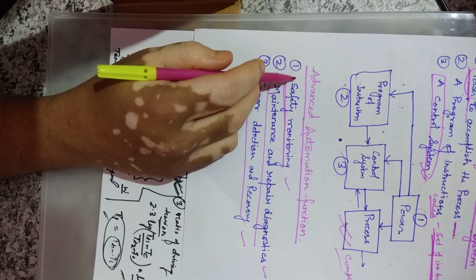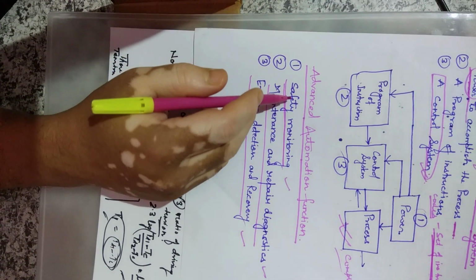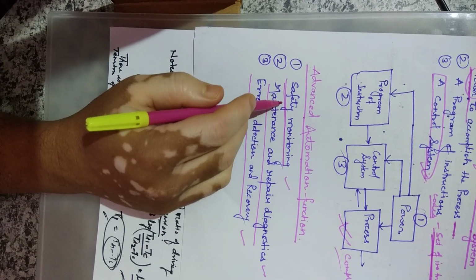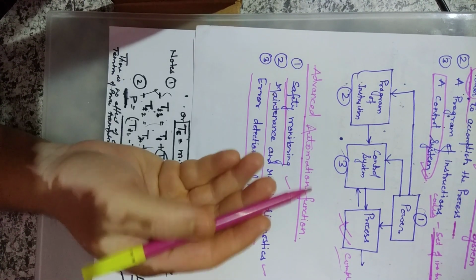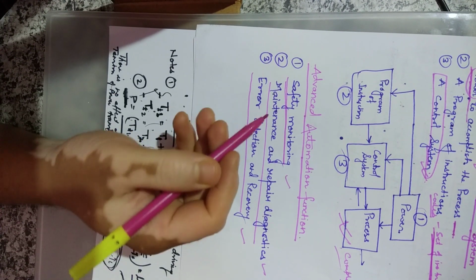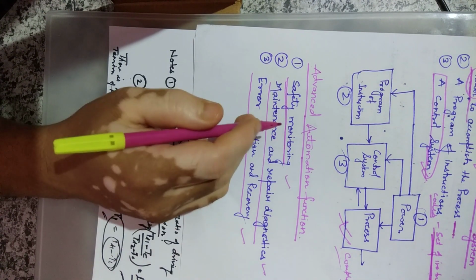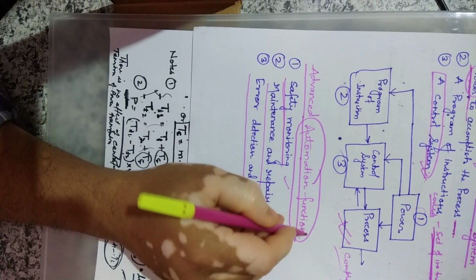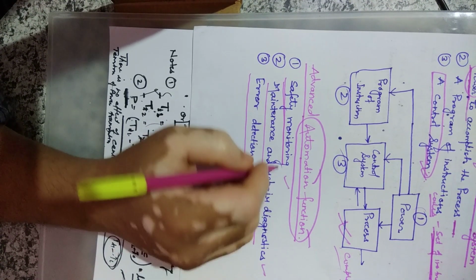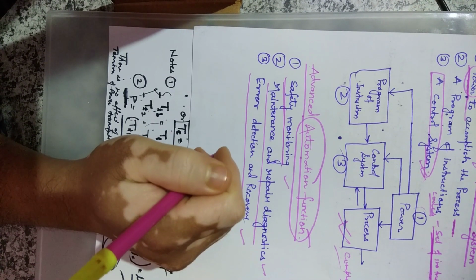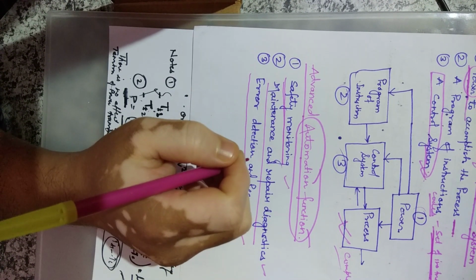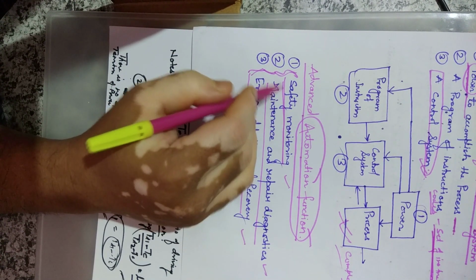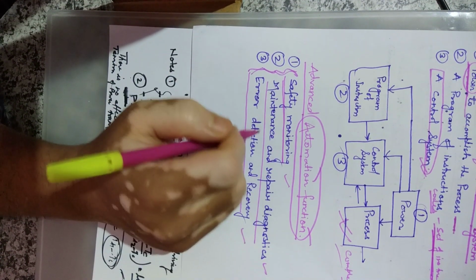From the words it is very clear that these are basic words: safety monitoring, maintenance, error. Everyone knows them. Then what is advanced? Advanced means to make an automation system function well. Why do we use automation in our industry? These are the three important parameters, the reasons why we use automation functions.